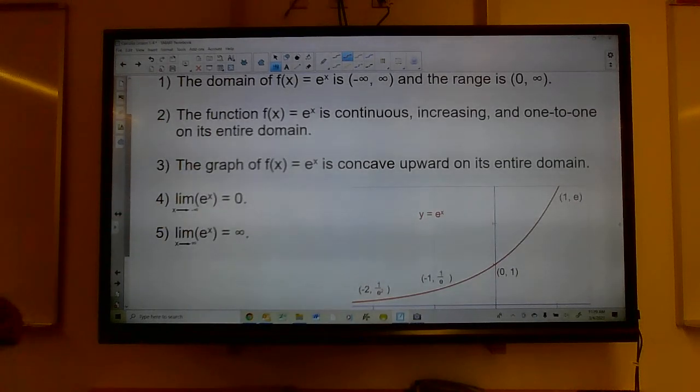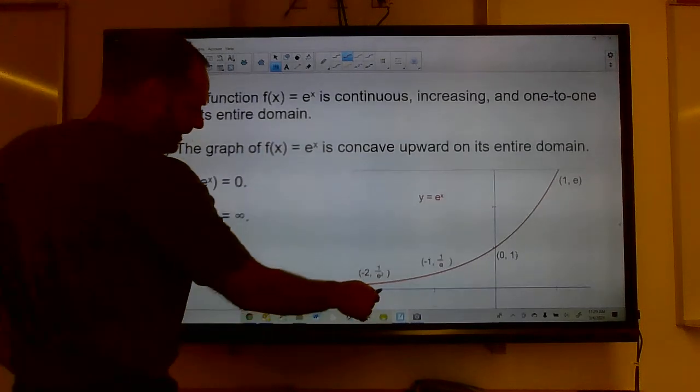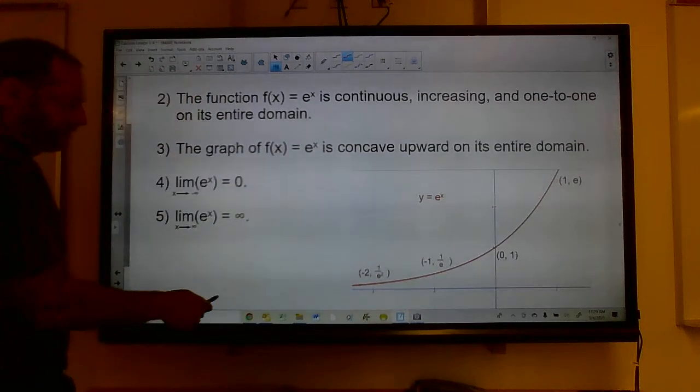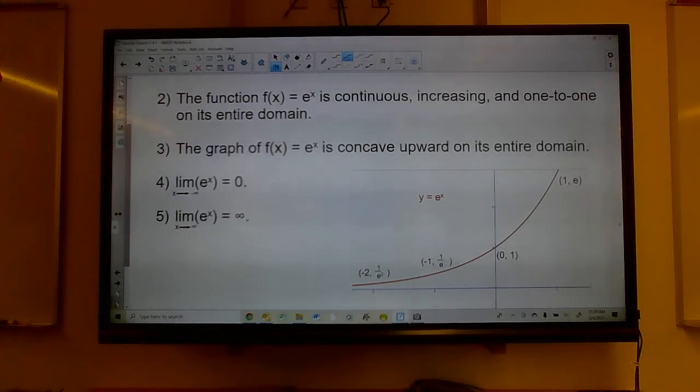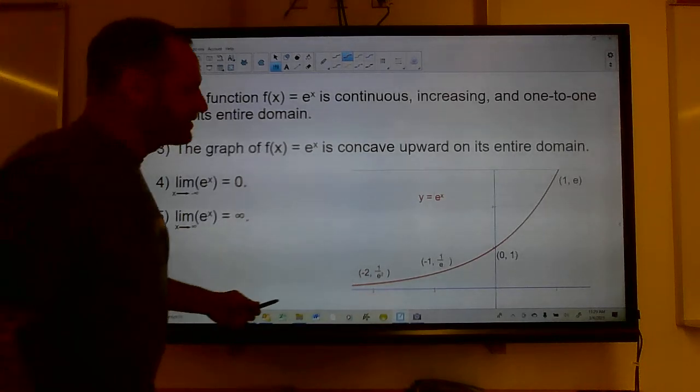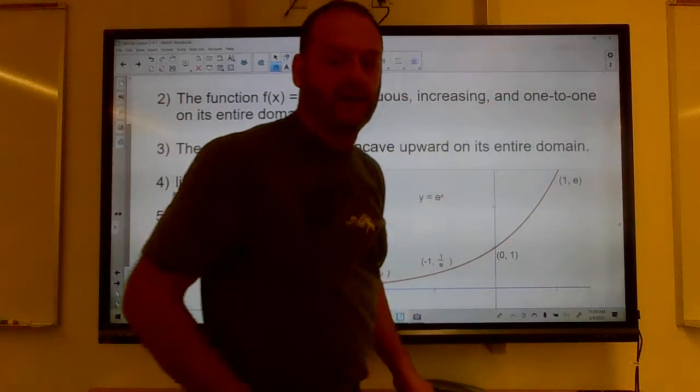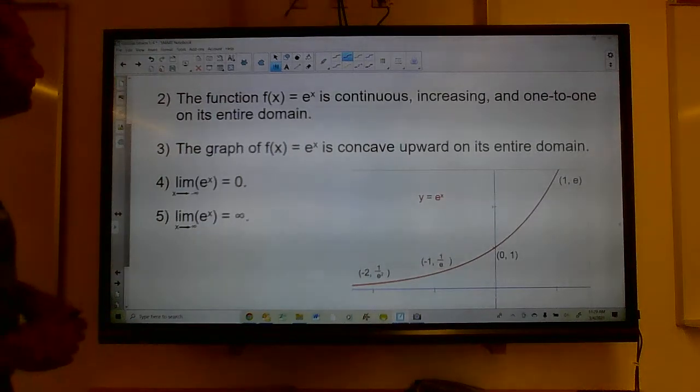The limit as x goes to negative infinity of e to the x is 0, so you can look at that here. If I go to negative infinity, this is going to have a horizontal asymptote, so its limit is 0. And the limit as x goes to positive infinity of e to the x is infinity, so this just is unbounded. It takes off and gets bigger and bigger and bigger.